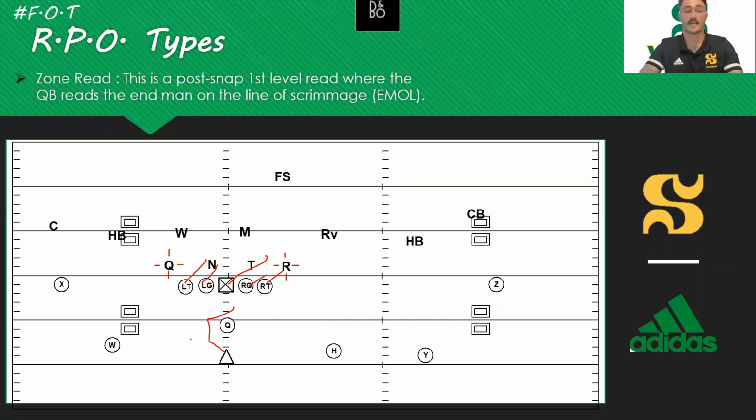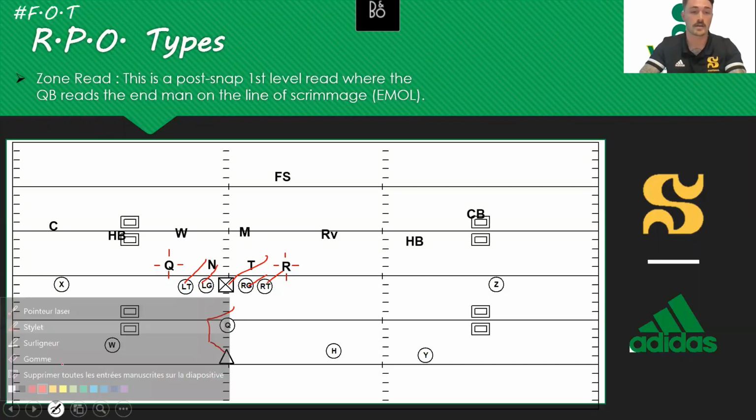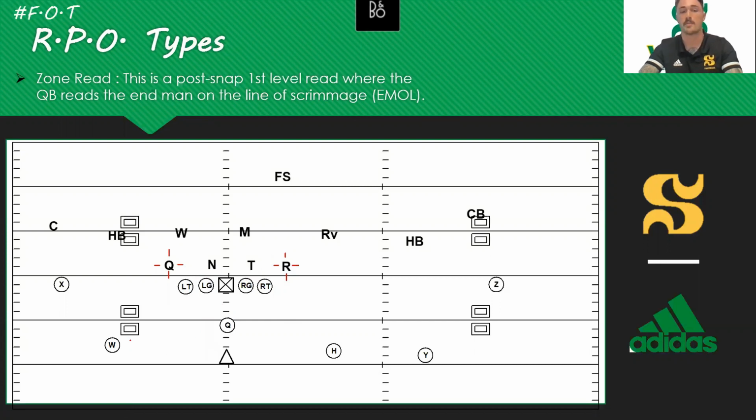Something that's extremely popular. Sorry guys, I'm just going to erase this. What's extremely popular within zone reads is basically having a split zone, where one inside receiver is going to come across the formation right here, and he's going to run a little flat route. And the quarterback should read the end man on the line of scrimmage, and based off his reaction, he may give the ball or he may keep the ball.